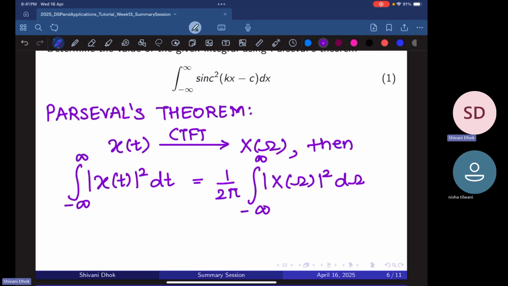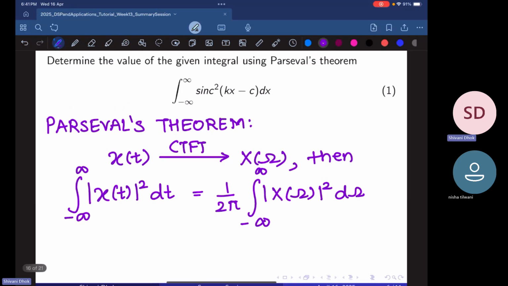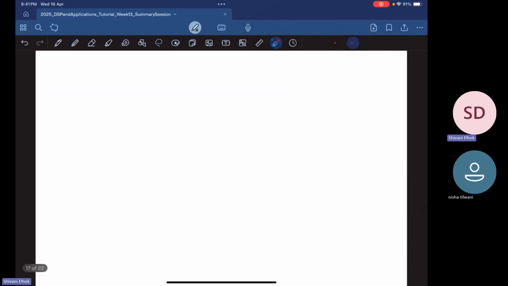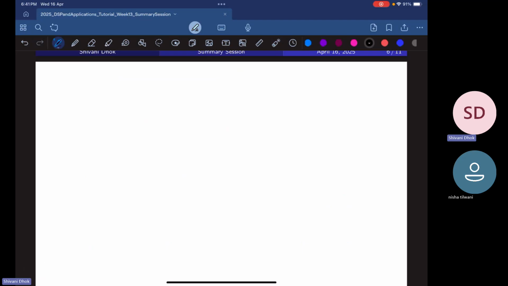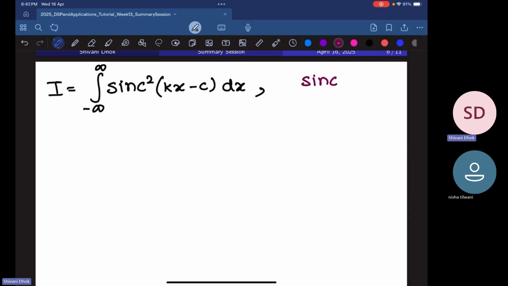So this is Parseval's theorem, and what they are asking us to do is use this theorem to figure out the integral value given here. Now this looks a little bit clumsy because of the arguments that it has, so we'll try to simplify it a bit. What is given to us is I, which is the integral from minus infinity to infinity of sinc squared of (kx minus c) dx. And what is this sinc function? The sinc function, let's say sinc of y, is defined as sine of y divided by y. So it looks something like this.